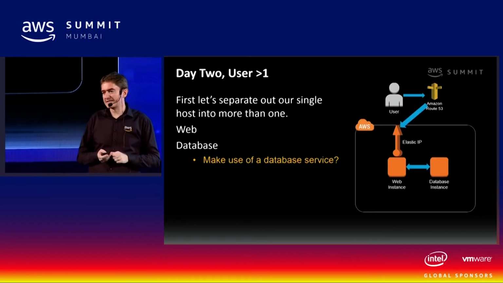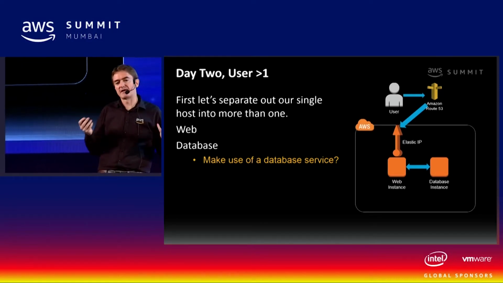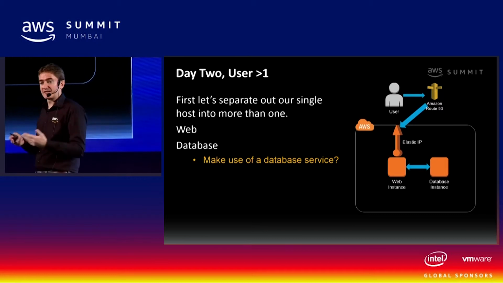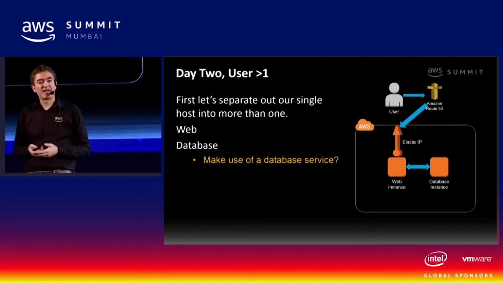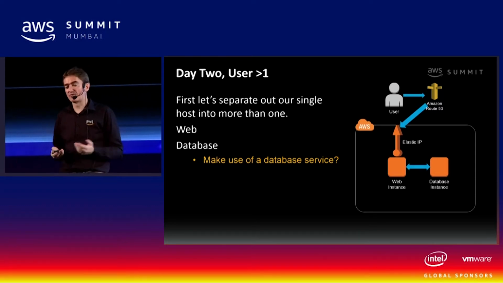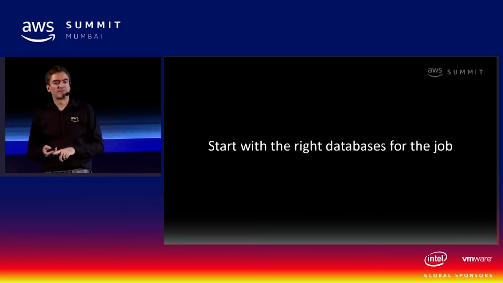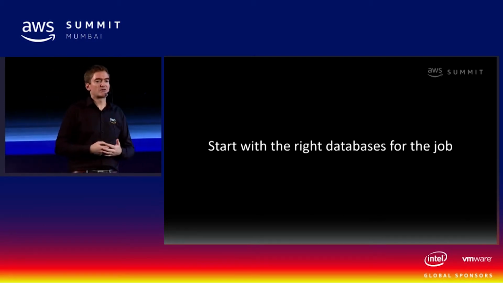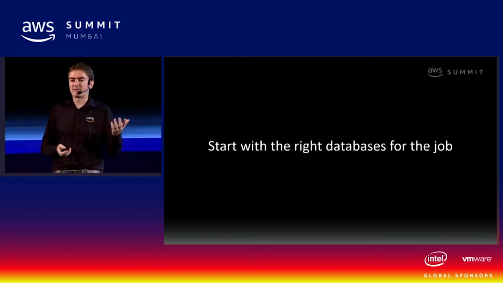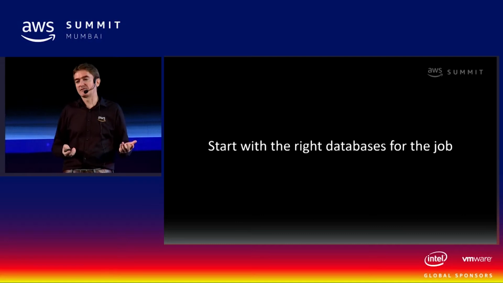Well, first thing is, let's separate out the database and put that into another box. And do we want to make sure that we can use something like a database service? So on AWS, we have a database service, and you have to at this point then say, are we even using the right database? So start with the right database for the job. That means that if you've got skill sets in, say, SQL Server, and you're doing a .NET application, that might be the right database to start with from a productivity perspective.